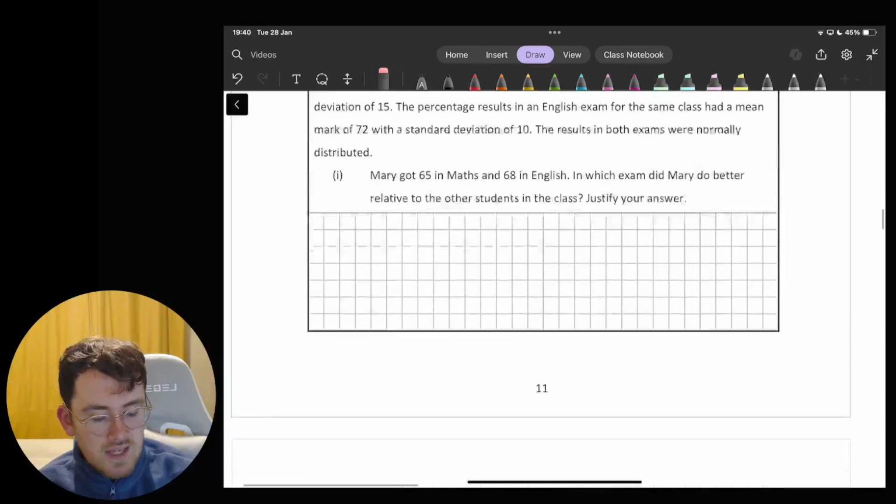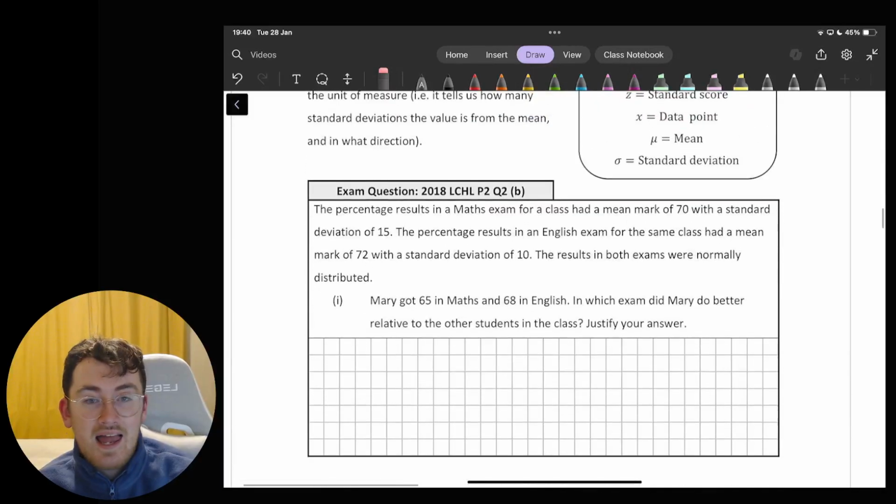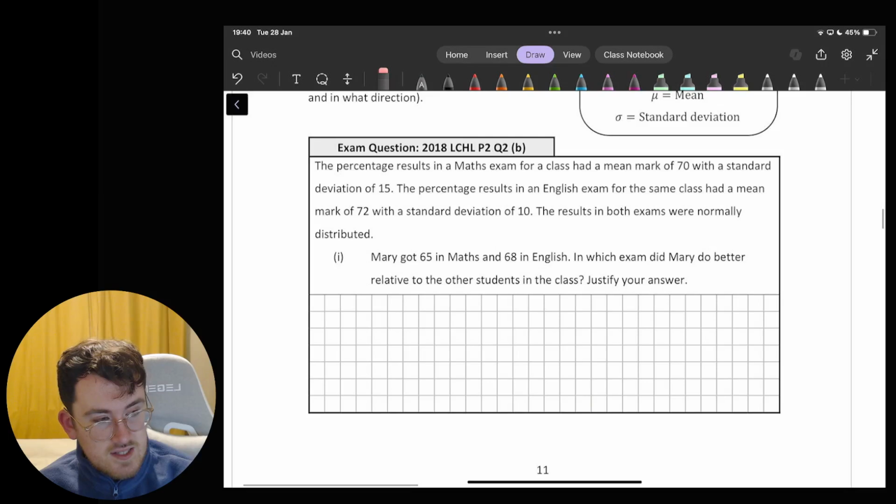So we look at how that can be applied in an actual situation and why standardizing is considered useful. The percentage results in a maths exam for a class had a mean mark of 70 with a standard deviation of 15. The percentage results in an English exam for the same class had a mean mark of 72 with a standard deviation of 10. The results in both exams were normally distributed. Mary got 65 in maths and 68 in English. In which exam did Mary do better relative to the other students in the class?